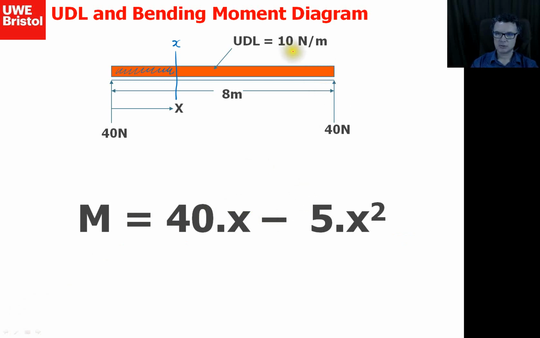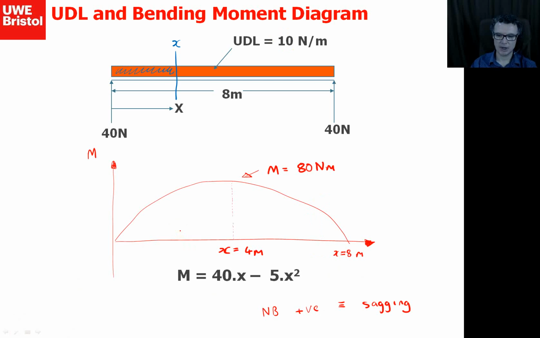So if I substitute in the value of the UDL, which is 10, so half times 10 gives me 5, and that's going to be my final result for this particular beam. That one's easy enough to plot, and you can see what the maximum value is, which turns out to be 80 Newton meters, which will happen as we would expect in the middle of the UDL. And it's a positive value, so that means it's sagging. Again, that's what we expect to get.